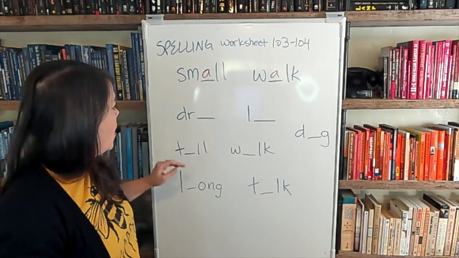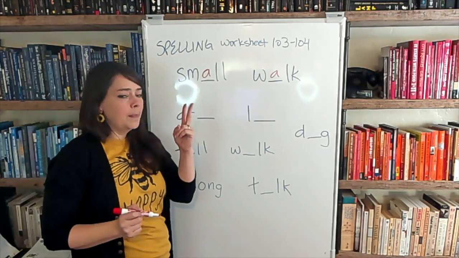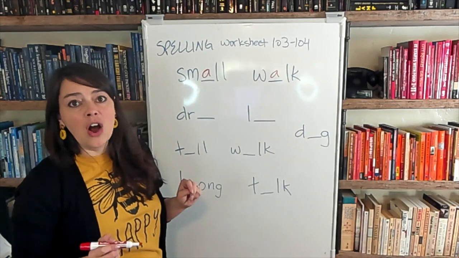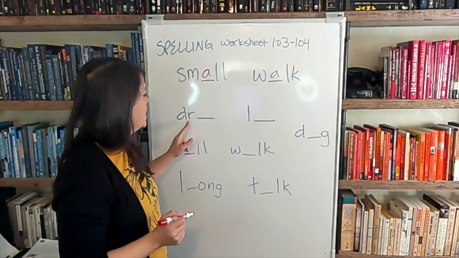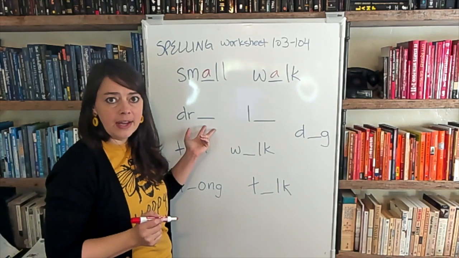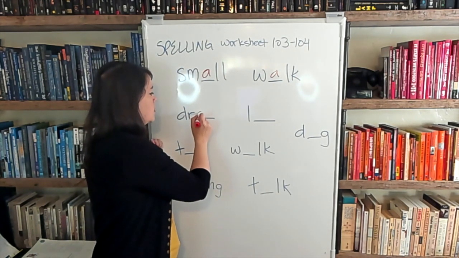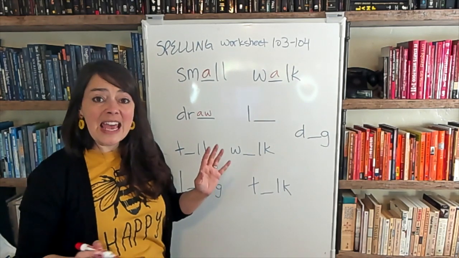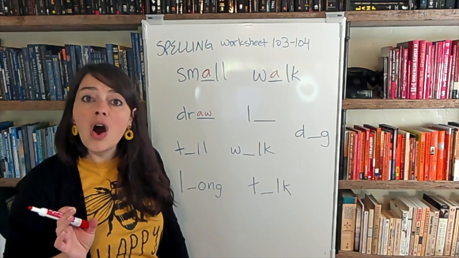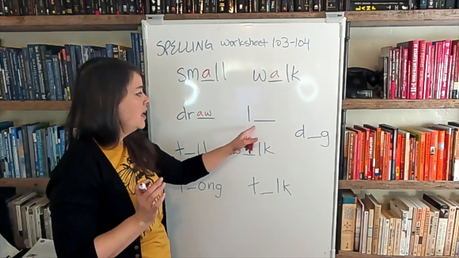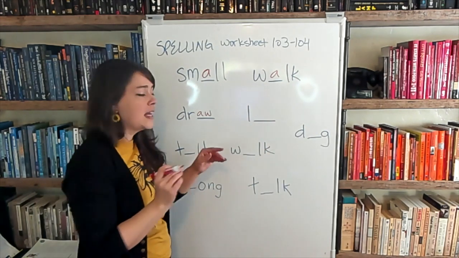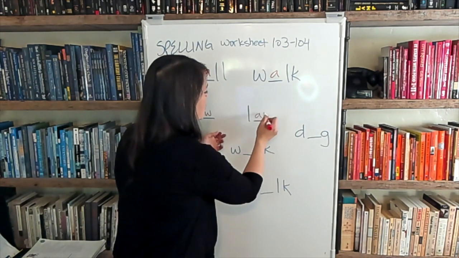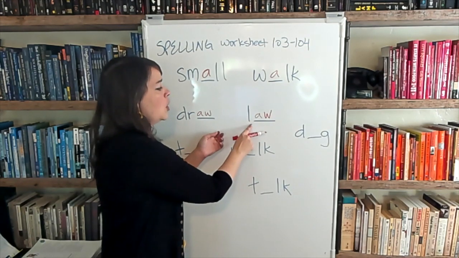A says ah. Now this one, we're going to put two letters together to make the ah sound. D-R, and then we're missing two letters here. This is draw. And in this word, the A and the W together say ah, right? This one, we're going to use that same A and W to spell the word law.